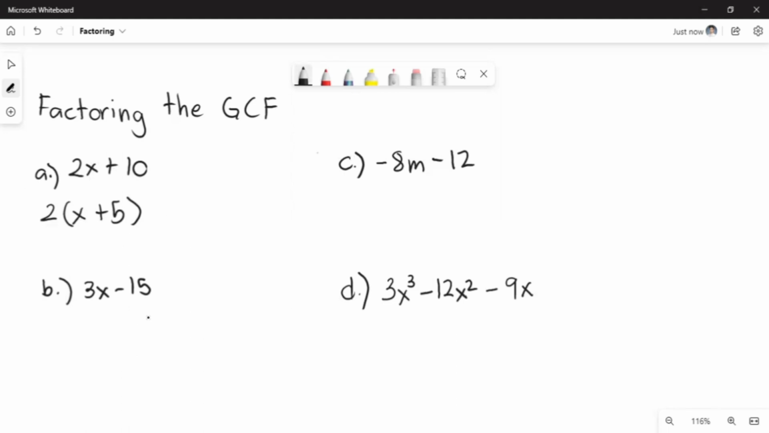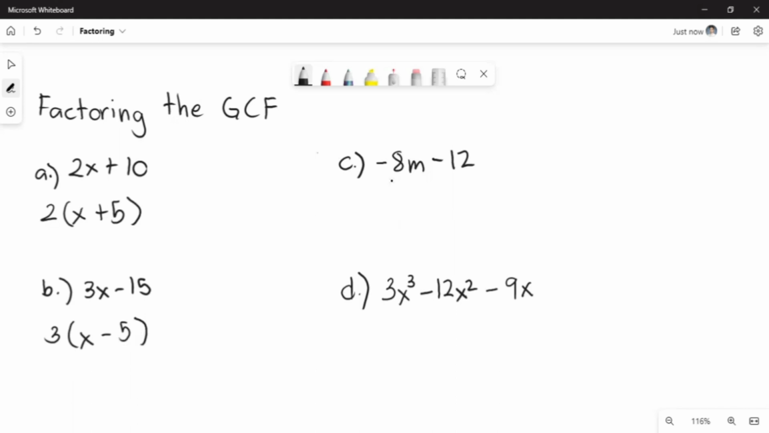Now, 3x minus 15 are both same as 2x plus 10. They are both divisible by 1. But these 3x minus 15 are both divisible by 3. Now, the greatest common factor of 3 and 15 is 3. Therefore, 3x divided by 3 is x, and negative 15 divided by 3 is negative 5. Therefore, the answer is 3 times the quantity of x minus 5.